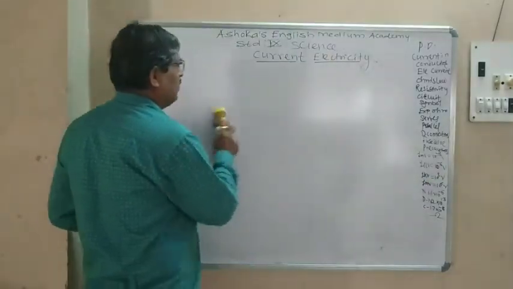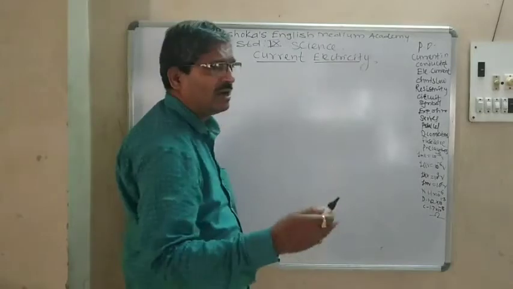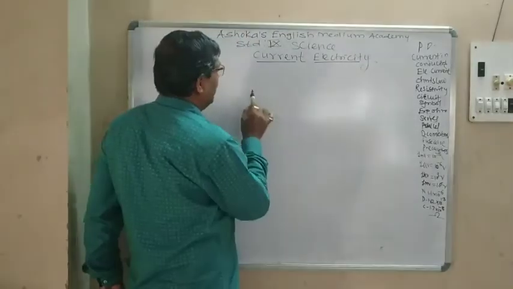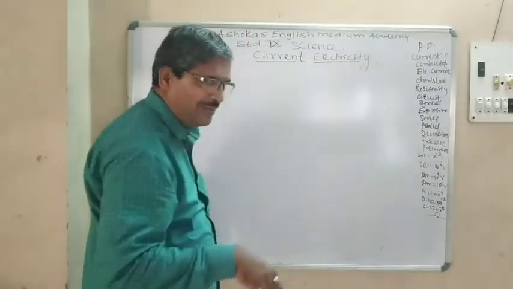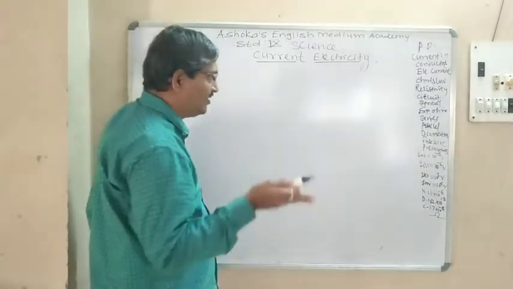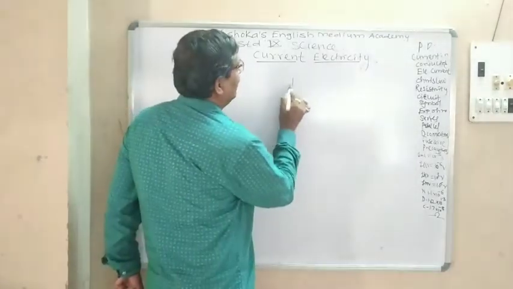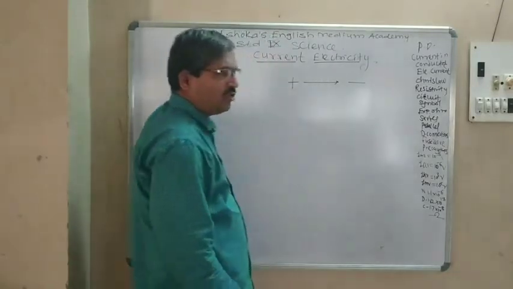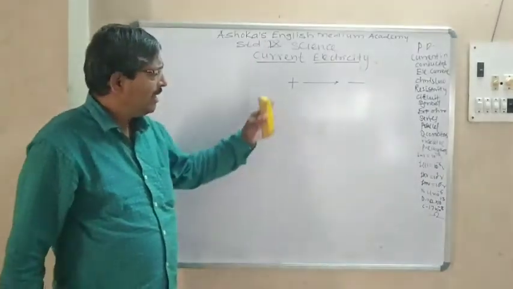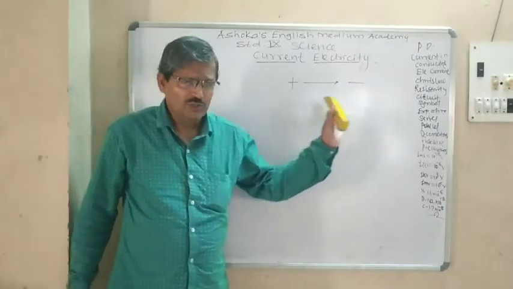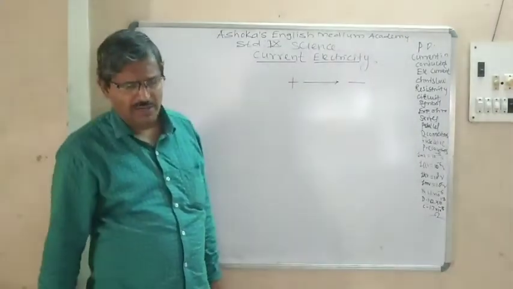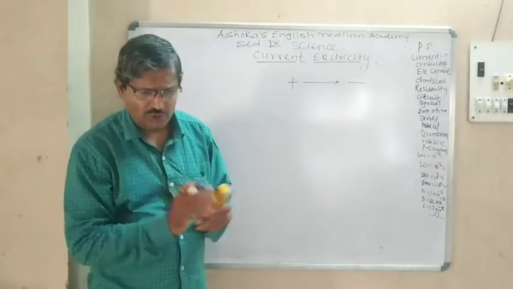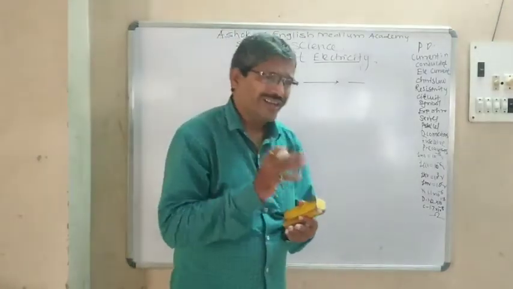Now there is a question: how is electric current flowing? Till today we have been assuming, and I also told you, that electric current flows from the positive terminal to the negative terminal. Is it true? We have to see what the truth is.